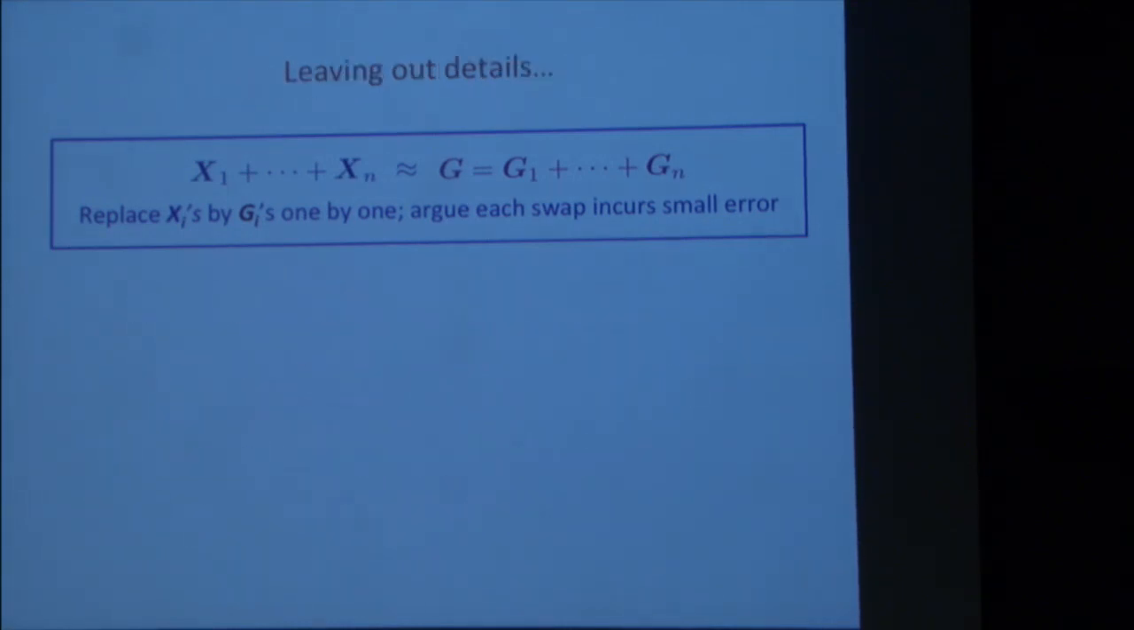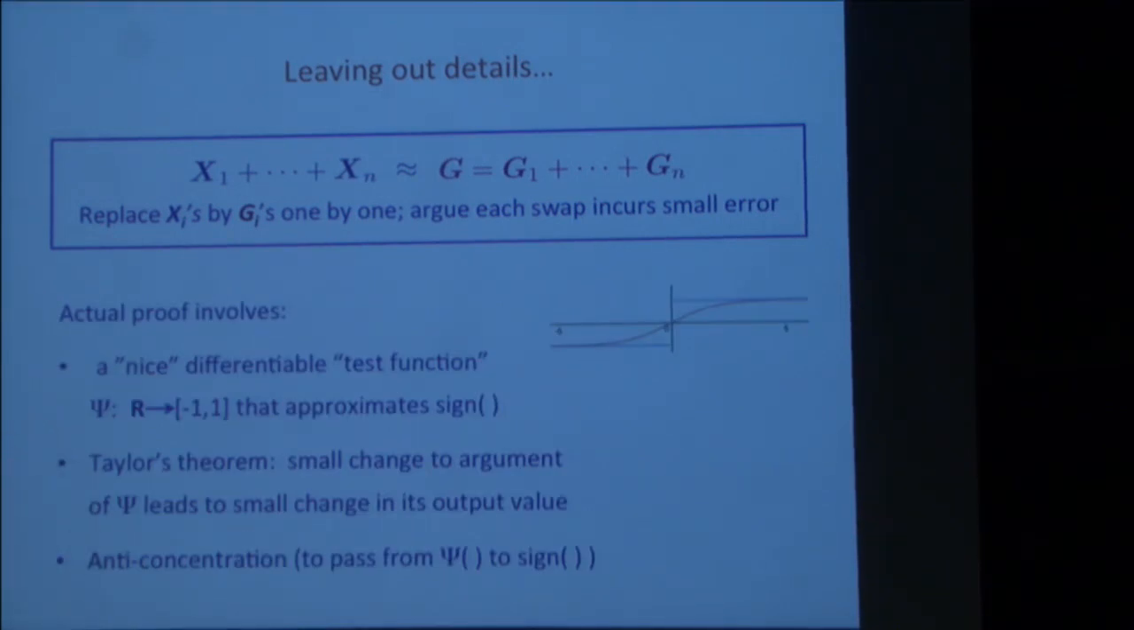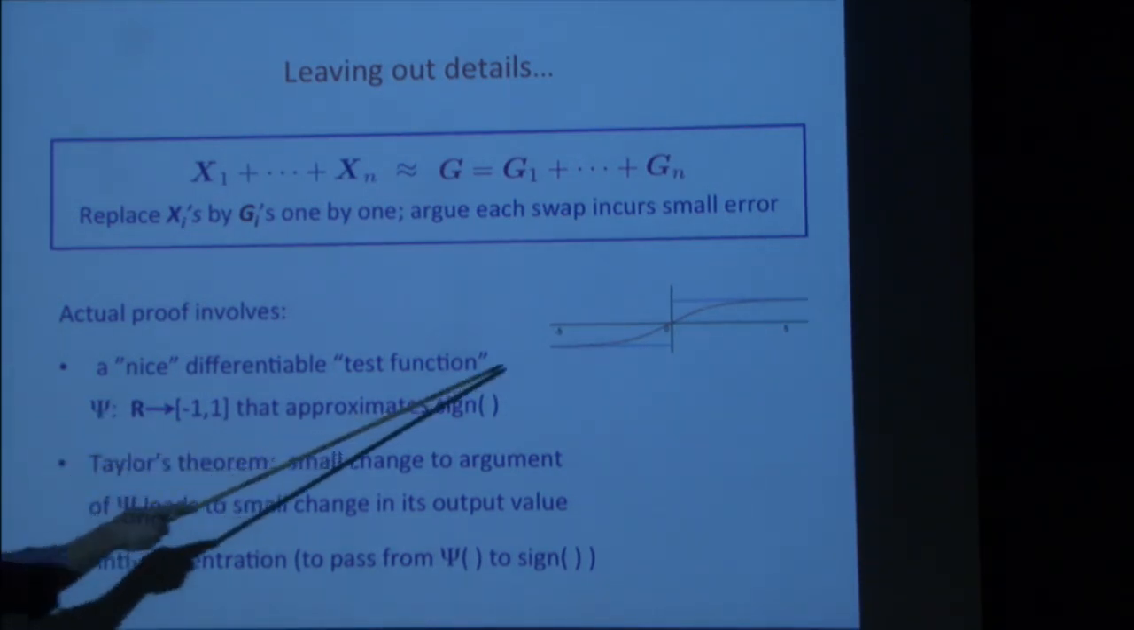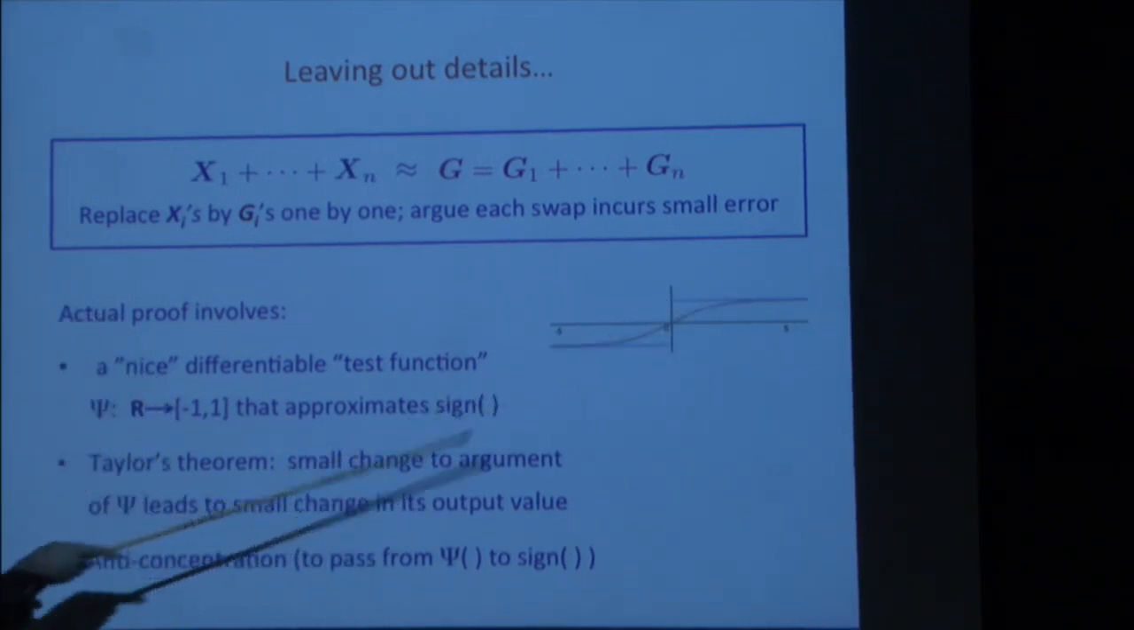Okay? So I'm not going to give you details on how the argument goes, but I just want to throw a couple of keywords up on the screen. The way you formally argue something like this is you first work with some kind of test function, right? The sign function is discontinuous. It's not so nice. So the way the proof really goes is you first argue instead about some nice differentiable test function, which has nice properties. Its derivatives are not too large, this kind of thing. And here's a picture of the kind of thing you should have in mind. Some continuous differentiable function, which approximates the sign function.